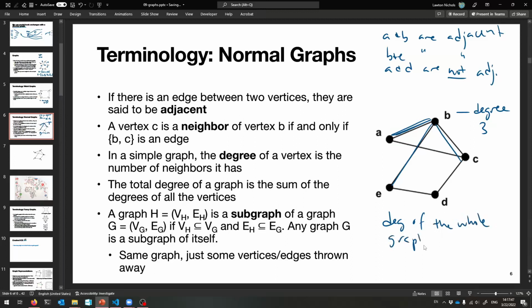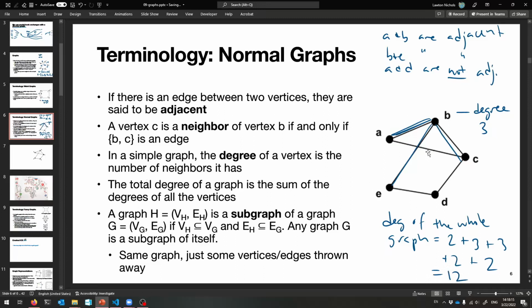of the whole graph at once, is, let's see, so we got A has 2 neighbors, so that's 2 plus the 3 that B has, plus C has 3 neighbors, plus D has 2 neighbors, plus E has 2 neighbors, okay? So 2, 4, 6, 7, 8, 9, 10, 11, 12. The degree of the whole graph is 12, it seems, okay?